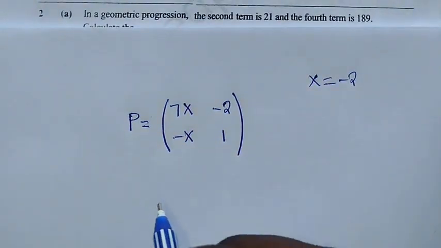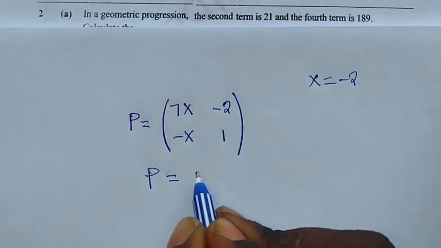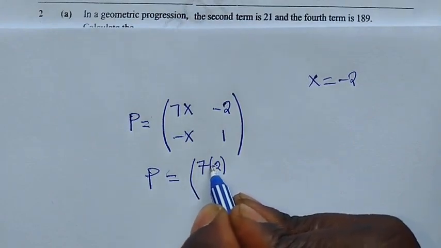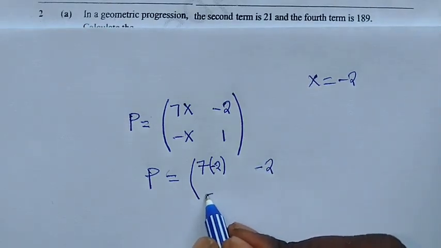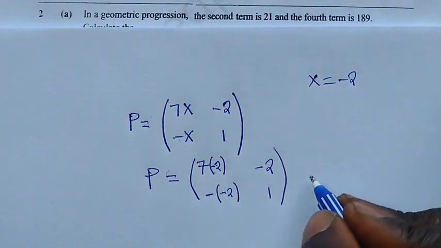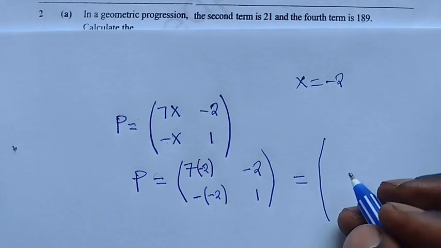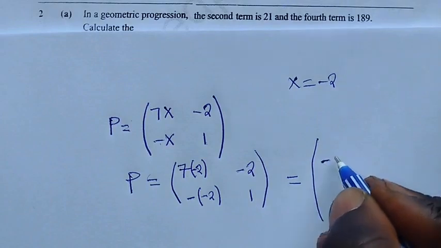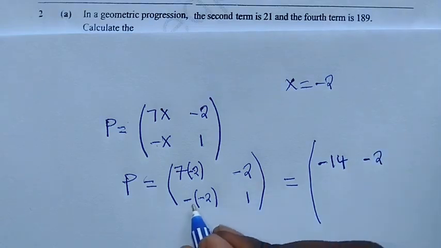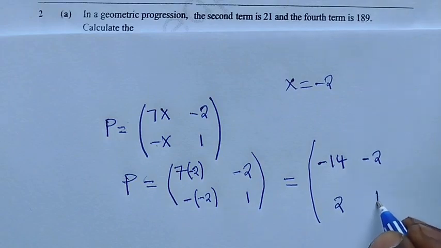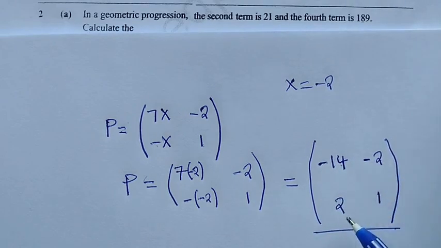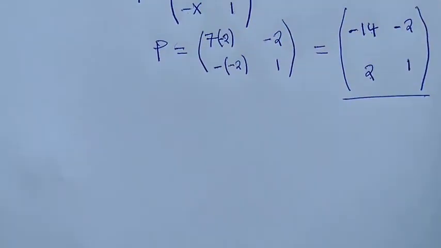So I need to rewrite this matrix, which will be P equal to. Here, when I put negative 2 on x, this will be a negative 2, negative right here, and then this x we have said is a negative 2, then this 1. So this will give us 7 times negative 2, negative 14. Then this will give us a negative 2, and the negative positive will give us a 2, and this is a 1. So in actual sense, this is matrix P: negative 14, negative 2, 2, and 1. Then we can come back to our question.